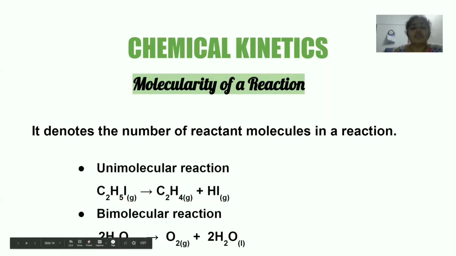Similarly, the second equation which we have is the decomposition of hydrogen peroxide. 2 moles of hydrogen peroxide are getting decomposed into oxygen and 2 moles of water. So I have balanced it here by putting 2 moles of hydrogen peroxide and 2 water on the right hand side. So what is the number of reactant molecules in this particular reaction? The number of reactant molecules is 2. I have 2 moles of hydrogen peroxide, right? So because the molecularity of the reaction is 2, this reaction will be called a bimolecular reaction.